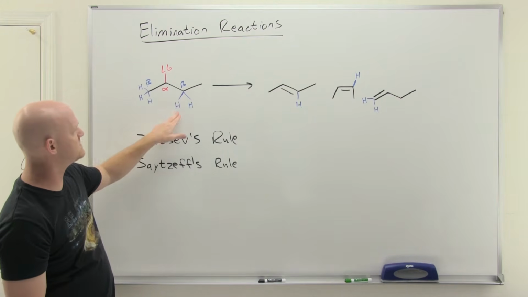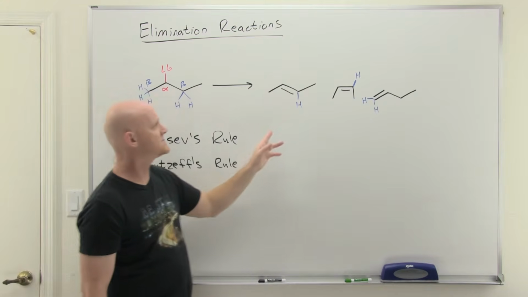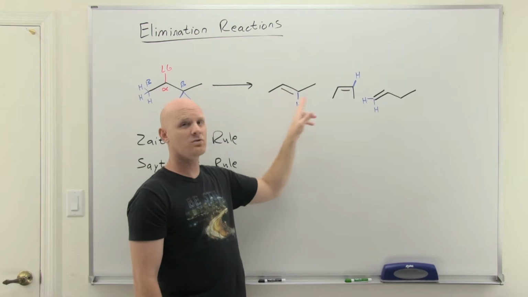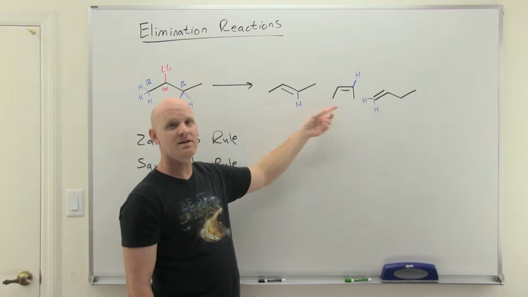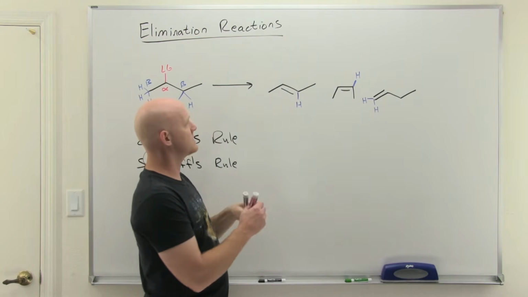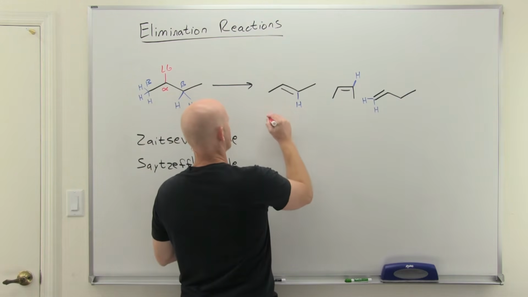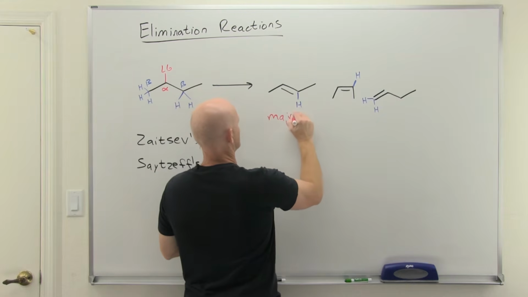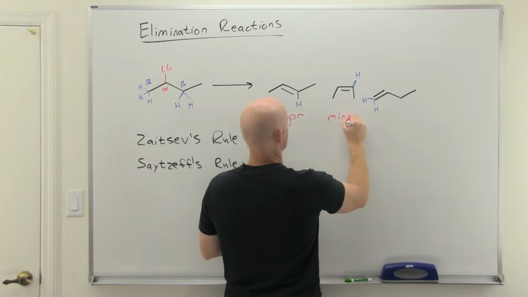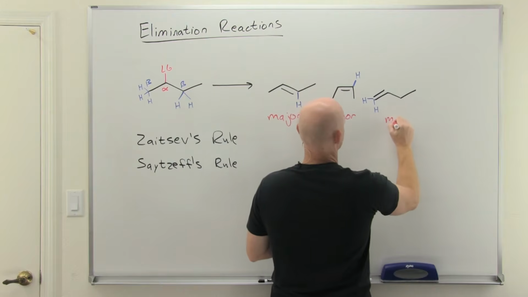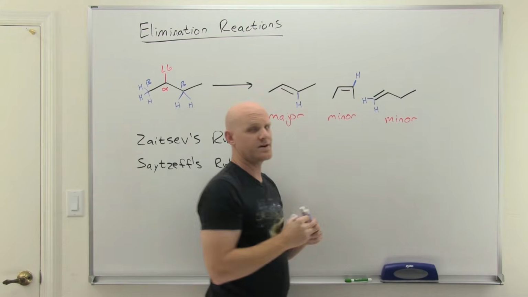So if we choose this beta carbon on the right, it turns out there are 2 different alkene products we can get, one trans and one cis, and the trans being more stable. So this is going to be our major product. So this would be one of the minor products. And then this guy over here we'll learn is also one of the minor products.